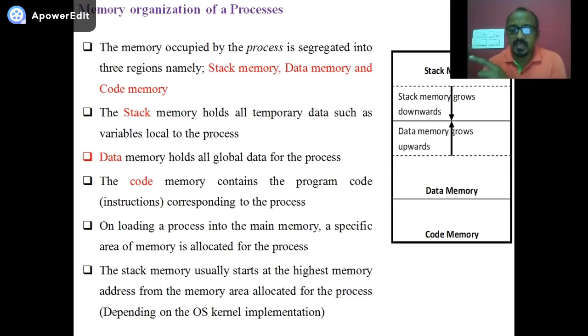For example, here are the three tasks I have mentioned. One is a sensor program, for which we write a piece of code in task 1, and a button program for button operation, which is the program we write in task 2, like that. The code is stored in the code memory for the related task. On loading a process into the main memory, a specific area of memory is allocated for the process.